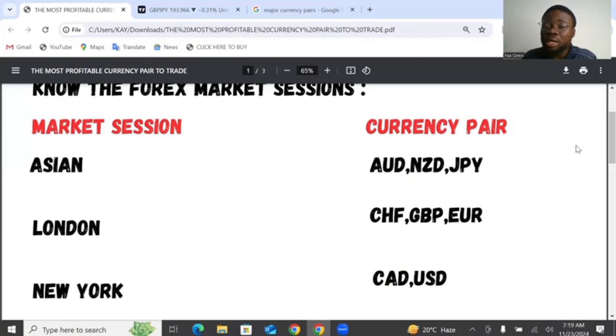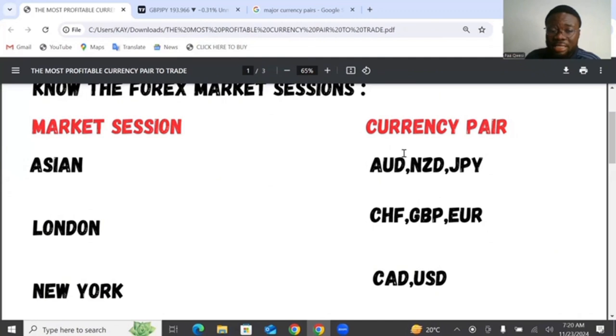Because the session is open, a lot of people are using it to make a lot of transactions. So we are either going to get a lot of strength during the Asian session, or it's going to be weakened during the Asian session. Then you pair one currency from the Asian session with a currency from a session that is not active during that time.